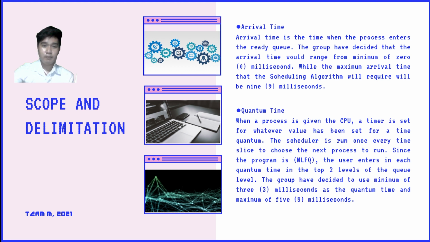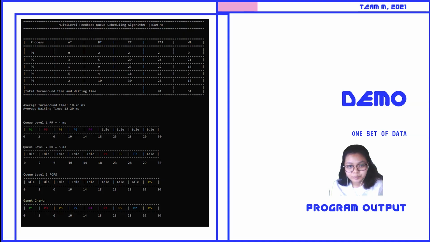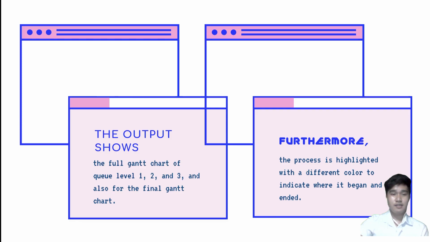For the quantum time, the user enters each quantum time for the top 2 levels of the queue. The group has decided to use a minimum of 3 milliseconds as the quantum time and a maximum of 5 milliseconds. The output program shows the full Gantt chart of queue levels 1, 2, and 3, and also the final Gantt chart. Furthermore, each process is highlighted with a different color to indicate where it began and ended.